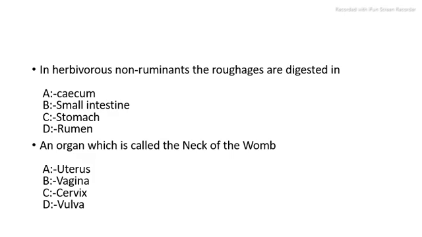Okay. Next question. An organ which is called the neck of the womb. Which organ is called the neck of womb? Option A uterus, option B vagina, option C cervix, option D vulva. So the correct answer is option C, cervix is called the neck of womb.